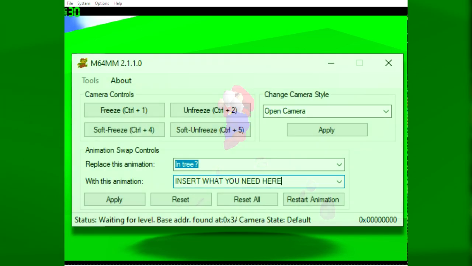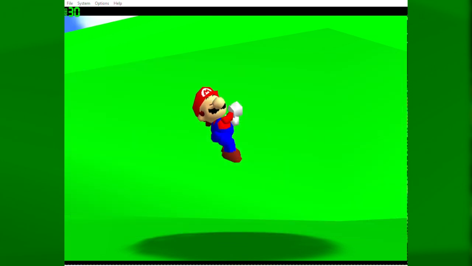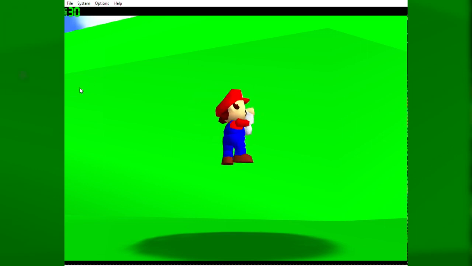Now all you do is jump on the tree, replace the in-tree question mark animation with any animation you like, and then rotate in the tree by pressing your control stick left or right. And it's spinning!